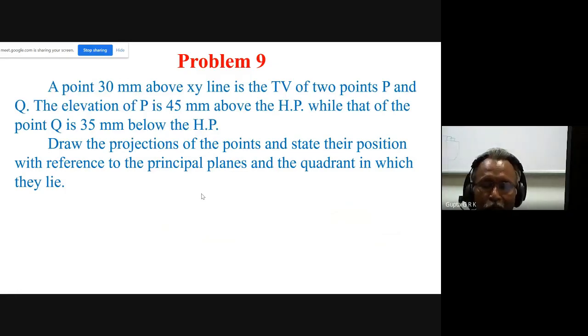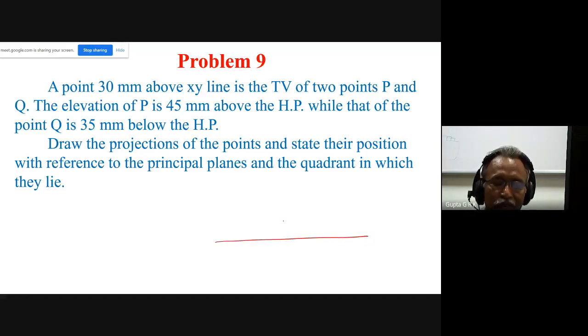A point 30 mm above the XY line is the top view of both points P and Q. So the XY line is there. Some point 30 mm above this, which is the top view, so P dash and Q dash are the same point. So this is 30 mm.